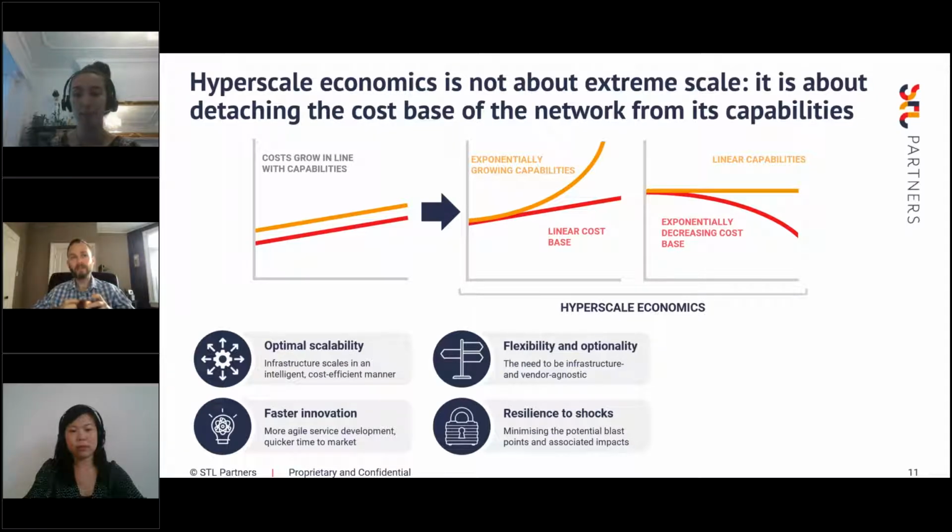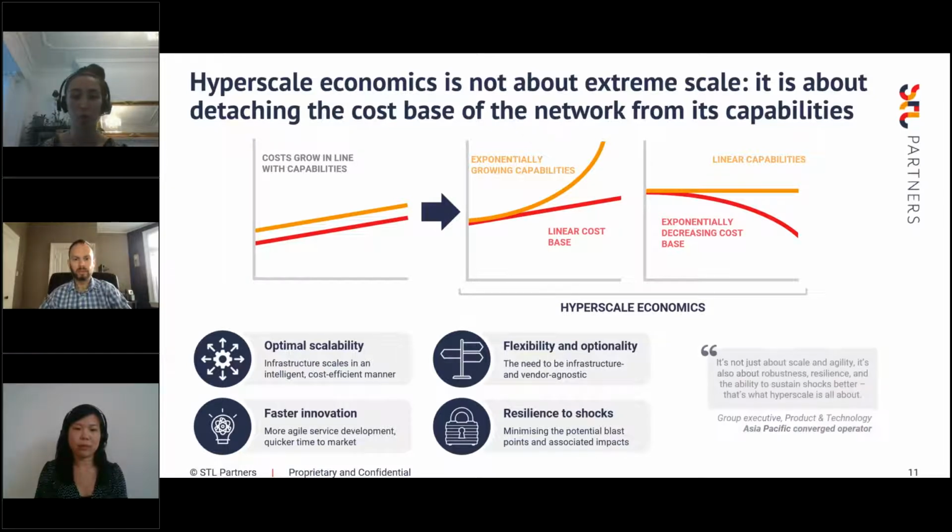The next one is flexibility and optionality. A lot of interviews emphasize that need to scale without having to compromise on flexibility, because a lot of the time, increasing the throughput can be at the expense of flexibility. Also, a lot of the ways that some telcos interpret flexibility is around that need to become more vendor agnostic and infrastructure agnostic. And then finally, resilience to shocks as well. Some of the telcos we spoke to said that hyperscale economics for them is really about that robustness and the ability to sustain shocks better, whether that be an internal failure or an external market impact like a new competitor.